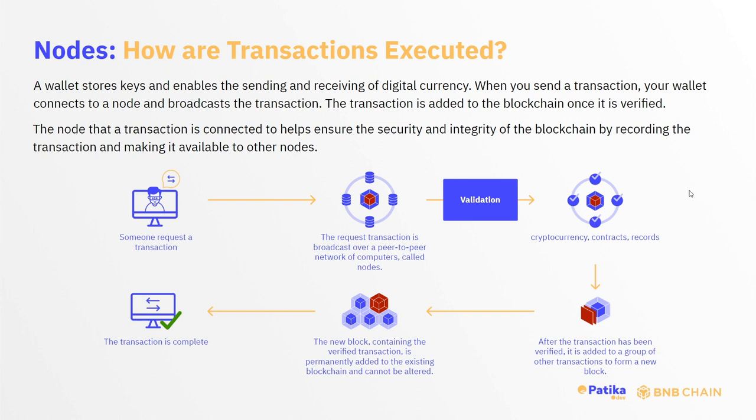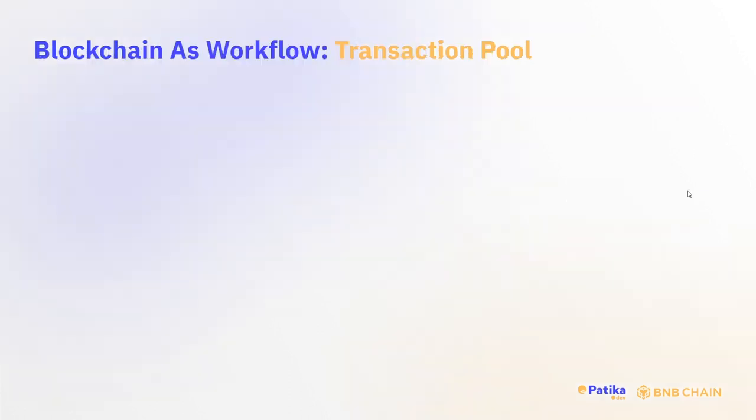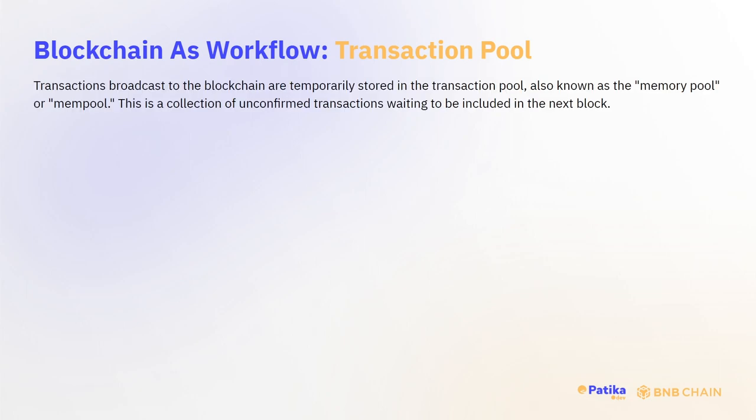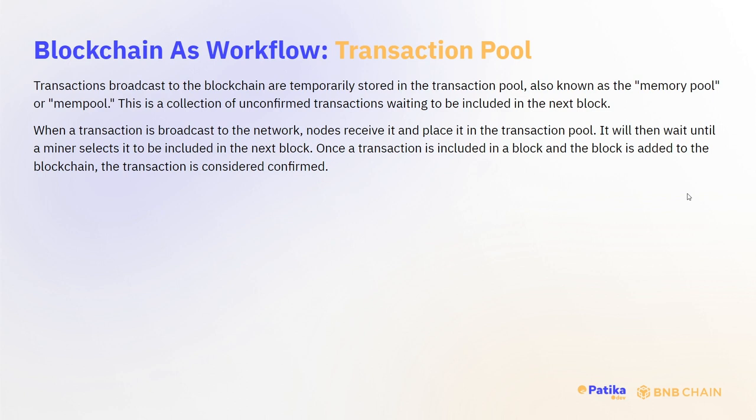It's cool, but where do we store these transactions until they are picked by some of the miners? In this regard, we need to understand the transaction pool. Transactions broadcast to the blockchain are temporarily stored in the transaction pool, also known as the memory pool or mempool. This is a collection of unconfirmed transactions waiting to be included in the next block. When a transaction is broadcast to the network, nodes receive it and place it in the transaction pool. It will then wait until a miner selects it to be included in the next block.